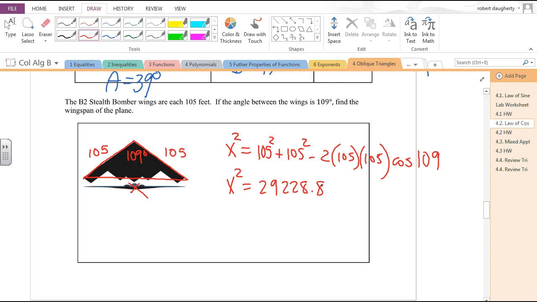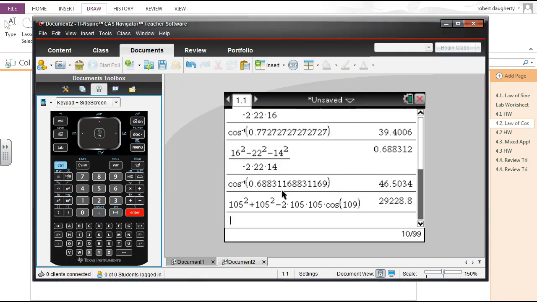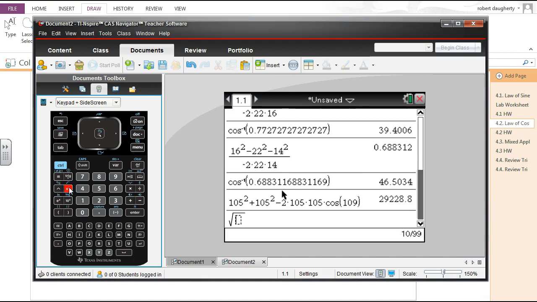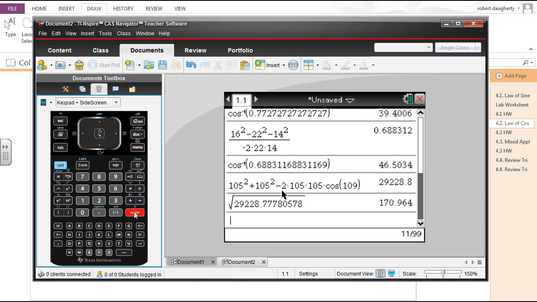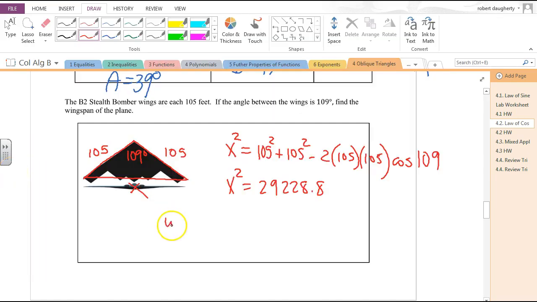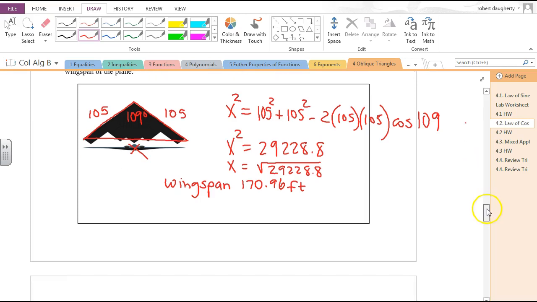So to solve for x, I'll just go back to my calculator and take the square root of that number, which is 170.96. So that tells me the wingspan is 170.96 feet. A common mistake that I made there: when I got the number, remember that's x squared. You're solving for x. So pretty straightforward, right? It's not too difficult.